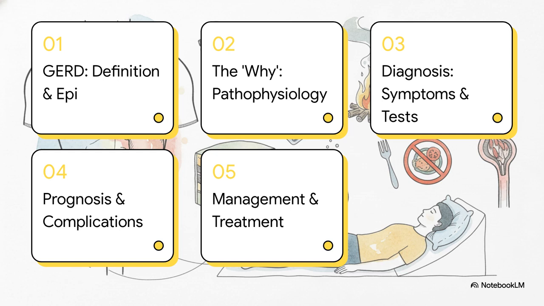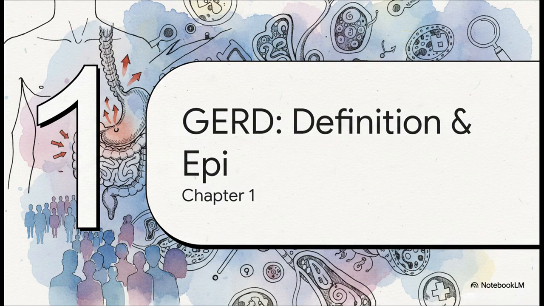So to really understand GERD, we're going to walk through 5 distinct chapters. First up, we'll define it and look at who it affects. Then we'll get into the why, the pathophysiology. After that, we'll cover how it's diagnosed. Then the really crucial part, prognosis and complications. And finally, we'll wrap up with how we manage and treat it. Okay, let's get right into chapter 1.